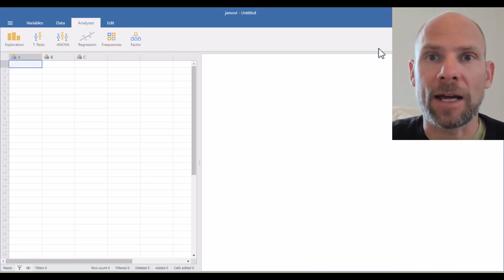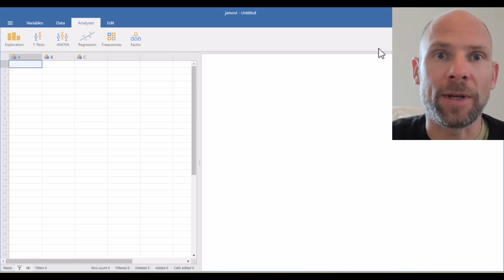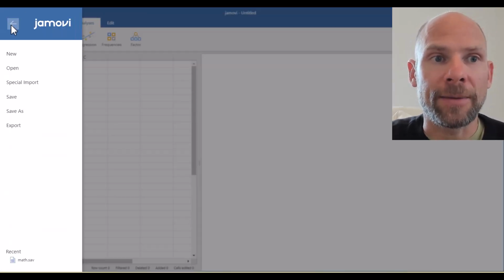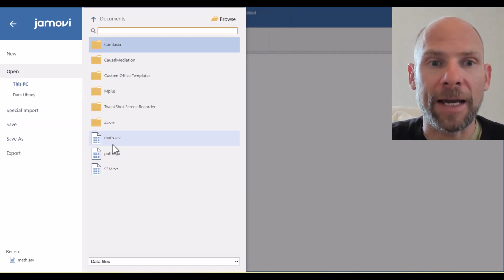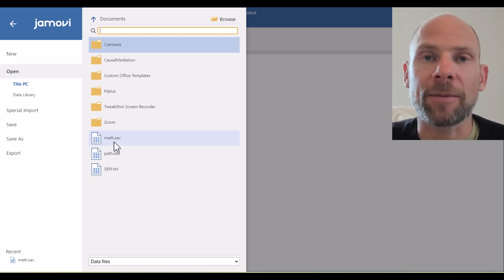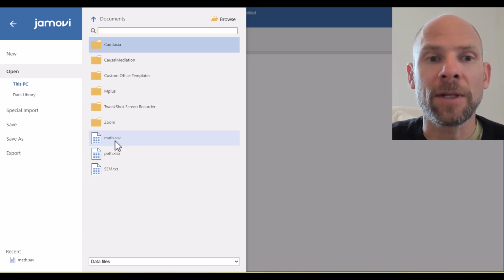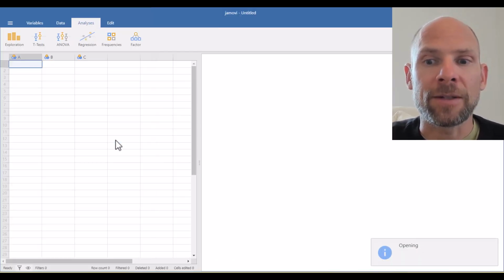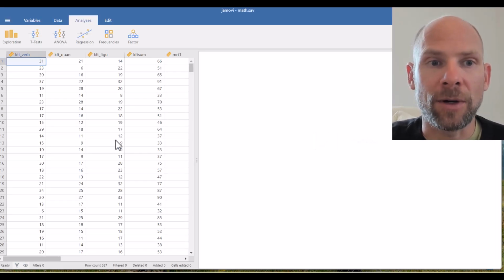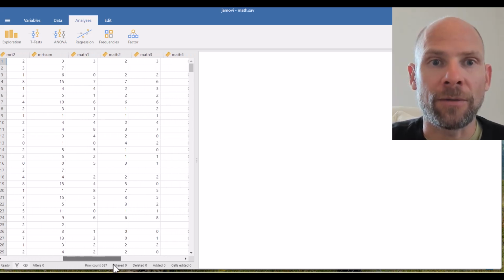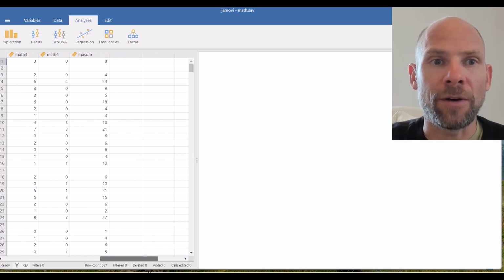And the nice thing about Jamovi is that you can open SPSS data files directly. So you can click here on this icon, open, and you can see that here I have my math.sav SPSS data file that I'm going to use for this illustration. So you click on that, and then this file is being opened by Jamovi. You can see your variables here on the left hand side. You can scroll all the way through to make sure all your variables are there.